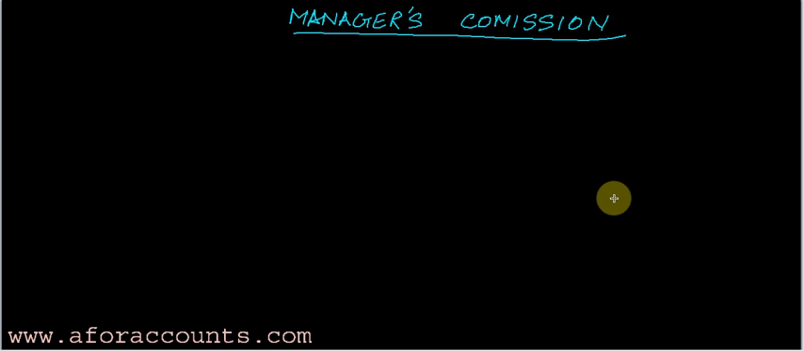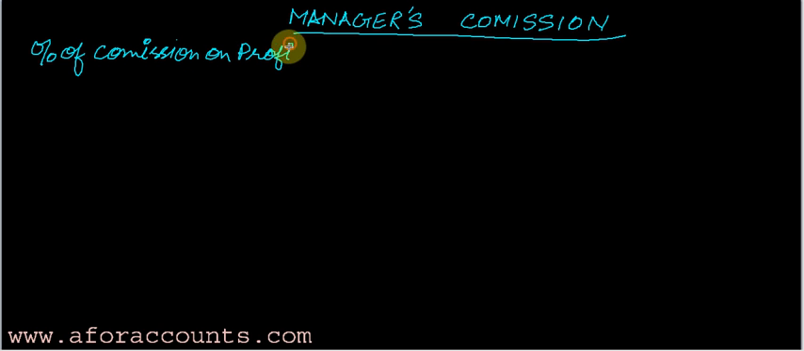Let's start. What is manager's commission? It is a percentage of commission on profits. What entry will you pass for providing manager's commission? See, on profits, remember that it is generally given on net profits. And how do you calculate? I'll continue with it, but first, let's try and understand the journal entries.